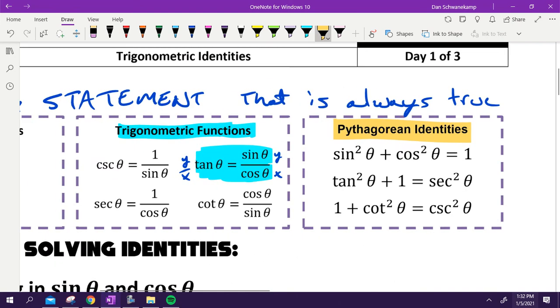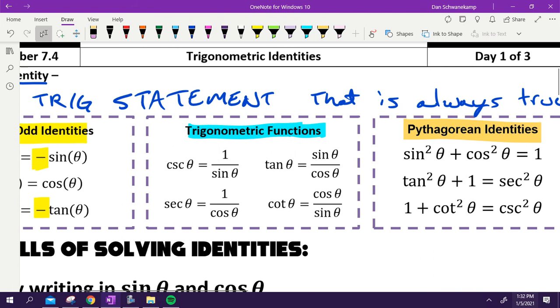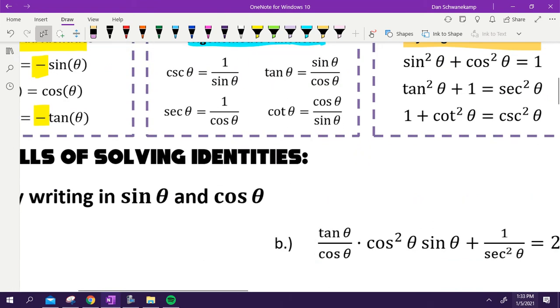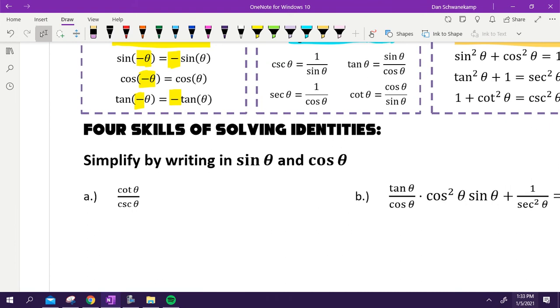We've dealt with those a lot. We just did them in that warm-up, but we're going to continue using Pythagorean identities. Everybody good with that? So our job is to solve these identities, whether we're proving that they're true or we're simplifying. We're going to do both. And today what we're going to talk about are 4 major skills that we're going to use to help us solve them. These problems can be really tough.